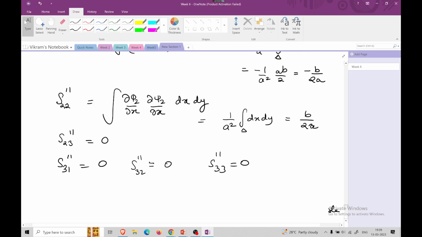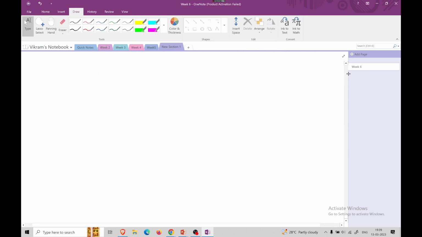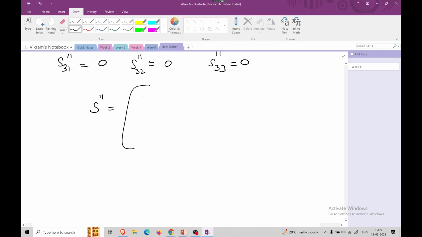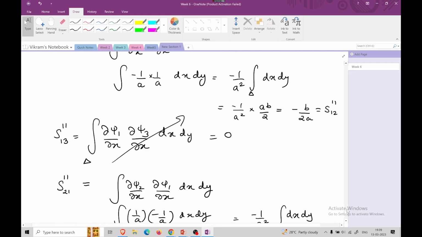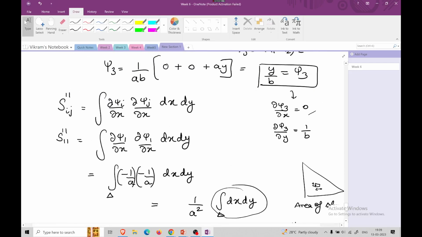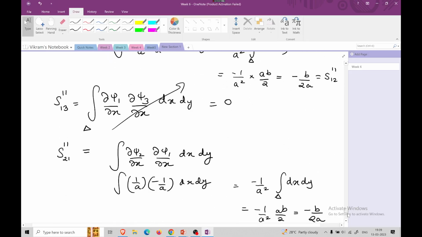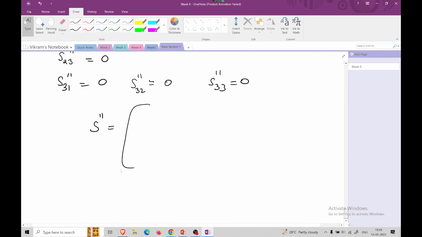So if I now put the S11 matrix, if I make it, it will be of this form. So it will be b by 2a, minus b by 2a, 0. Then minus b by 2a, b by 2a, 0. Then 0, 0, 0. So this we did for S11.